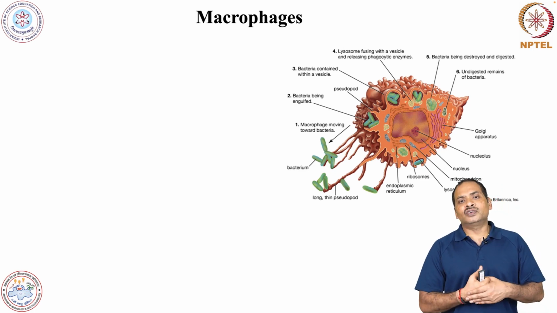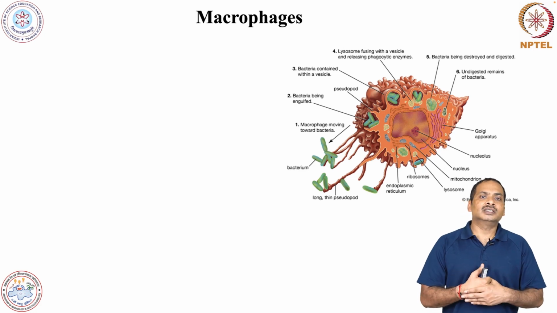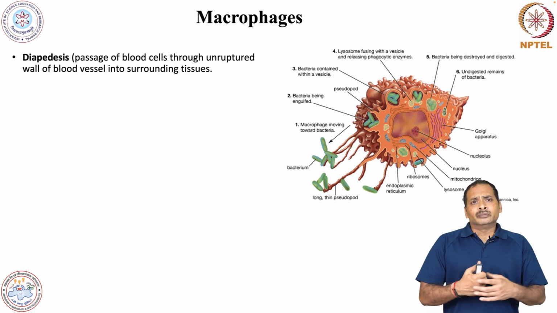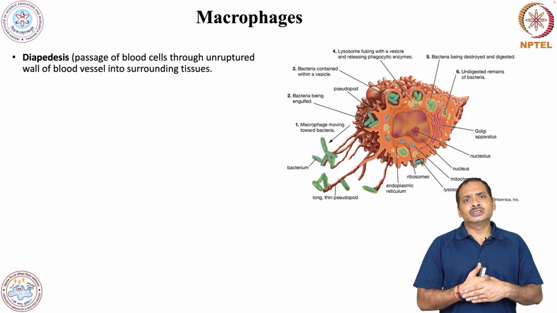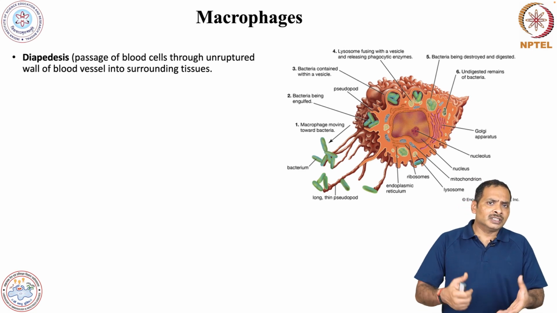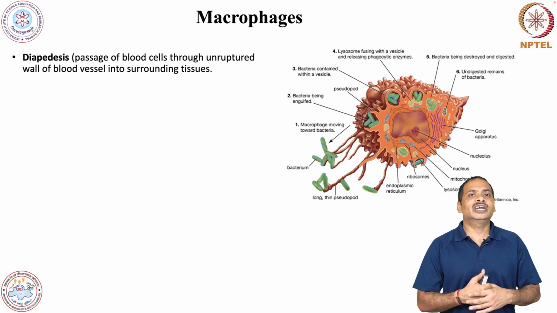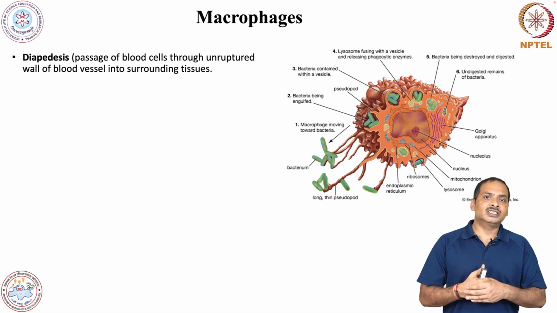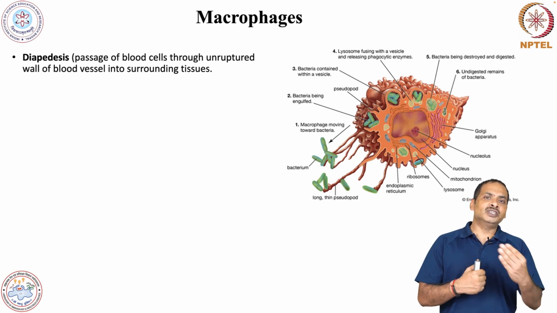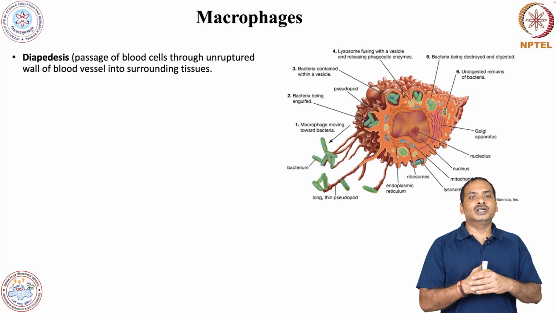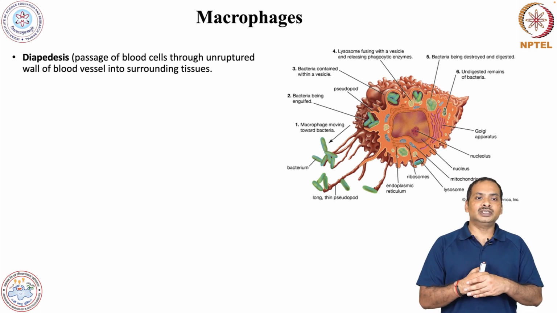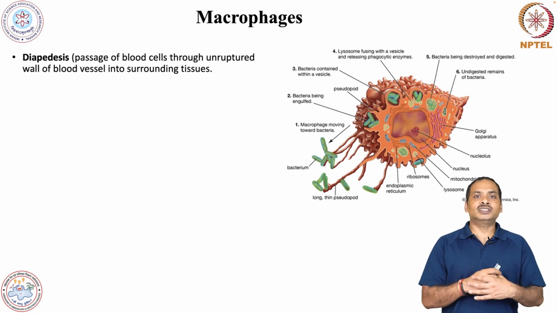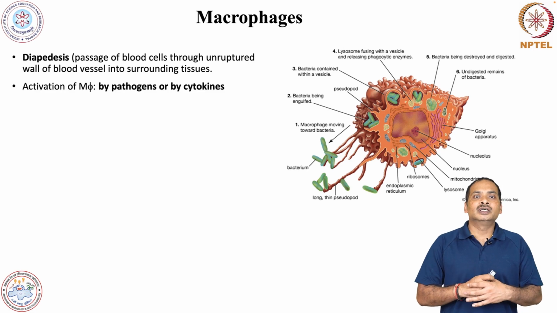Besides this, macrophages have other organelles as other cells have, so I am not going to talk about those things. Macrophages show a very unique phenotype, quite common in macrophages, known as diapedesis. I think I explained it in a previous session; if you missed it, I can explain it again. It is the movement of this cell across the blood vessel, an unruptured blood vessel, to the surrounding tissue. We call this diapedesis. So, macrophages very uniquely show this property.